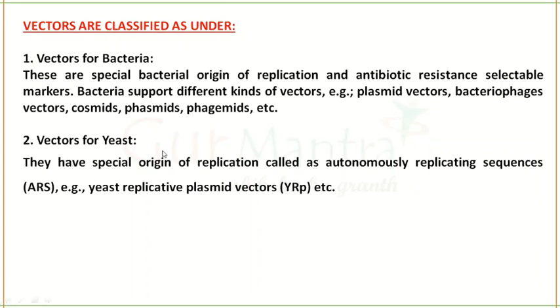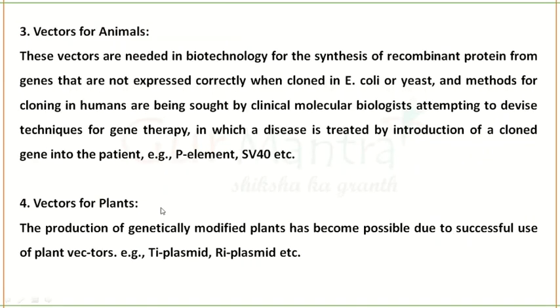Next is vectors for yeast. They have a special origin of replication in yeast, and it is called autonomously replicating sequence, or ARS sequence. And where do you find this? In yeast replicative plasmid vectors.